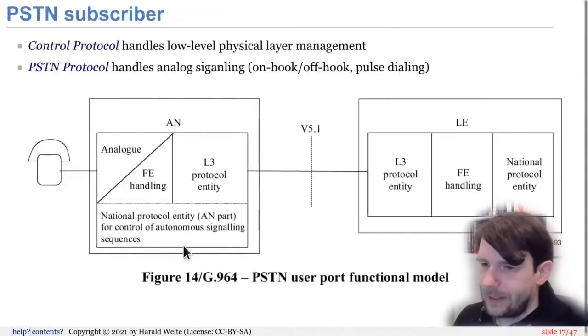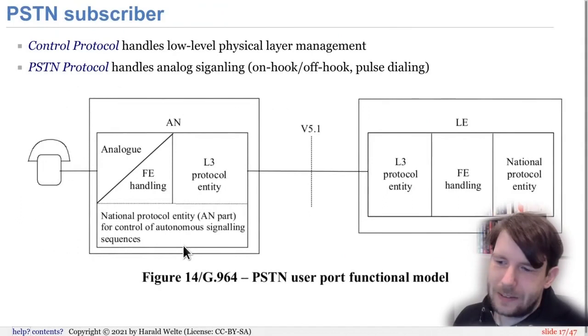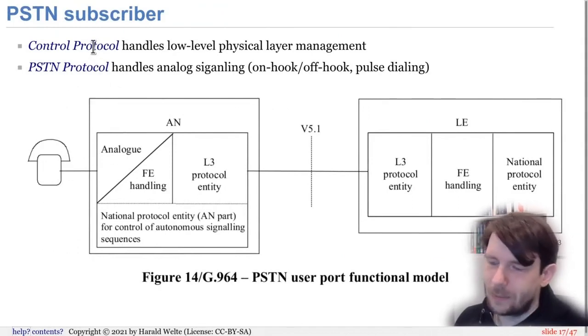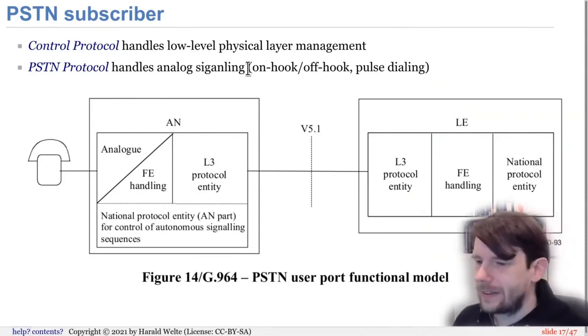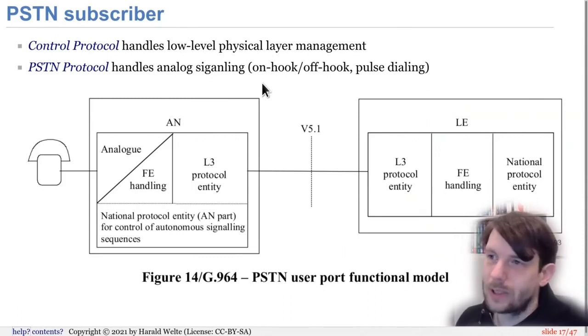Now, if we look at the PSTN subscriber, we basically really have those two protocols only. The control protocol handles this blocking and unblocking, and the PSTN protocol handles the analog signaling. And that's the part that I want to look at now. Analog signaling in this case means, if you remove the typo from there, it's mostly on-hook, off-hook signaling.